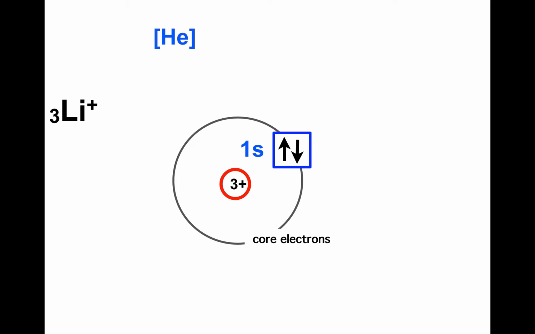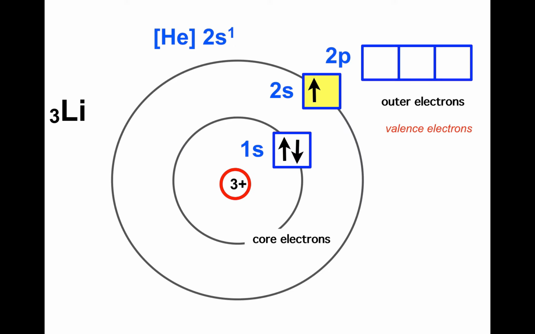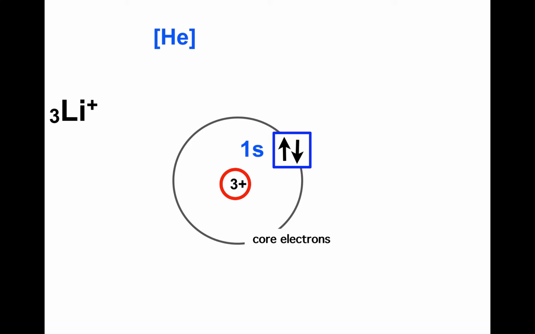Did I miss something? Let's see. Oh, why does lithium have a much larger second ionization energy than beryllium? Why is that much? Oh, because again, you're removing core electrons, right? So you have one outer electron to remove from lithium. That next electron would have to come out of the helium core, which would cost you a lot of energy. These would be unshielded electrons.